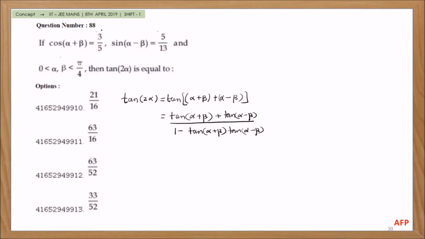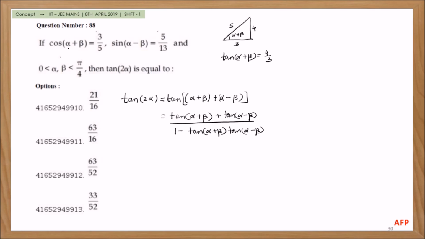Okay, so these things we have to express in terms of alpha and beta. So if I take a triangle, this angle I will take as alpha plus beta. So cos is adjacent side by hypotenuse. So 25 minus 9 is 16, so 4 you will get by the triplet. So tan alpha plus beta is nothing but 4 by 3 you will get.